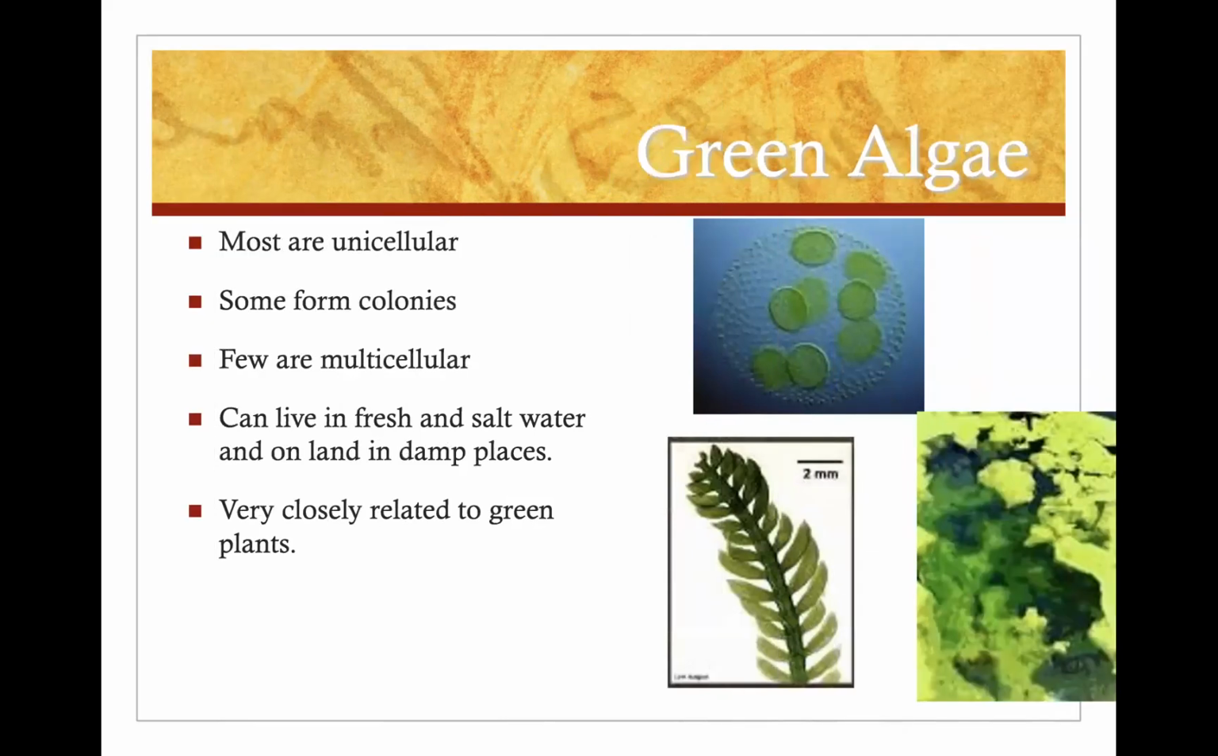Then we have green algae. This is one of the ones that you're probably most familiar with. Most of the green algae here are unicellular. Some of them can form colonies. There are also multicellular algae that exist. They can live in both freshwater and saltwater, and on land in damp habitats, damp places. So they're very closely related to green plants. Again, we're thinking about those characteristics of plants. So green algae are very similar. They're photosynthetic organisms.